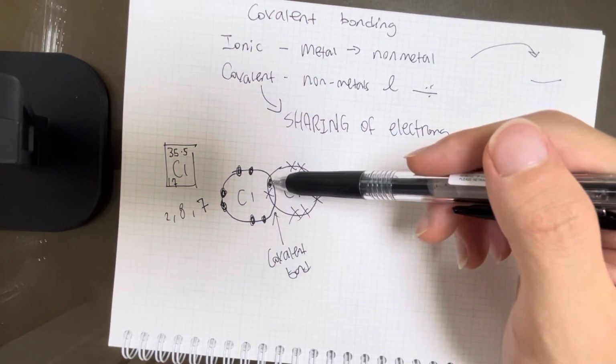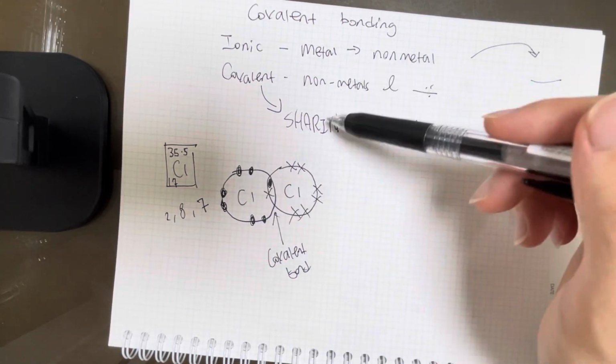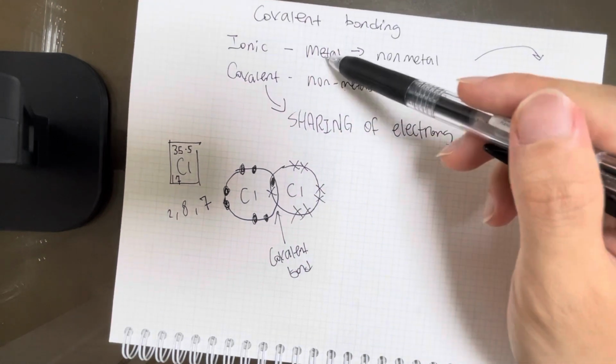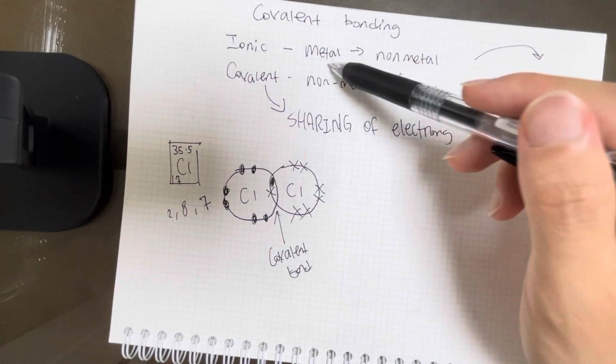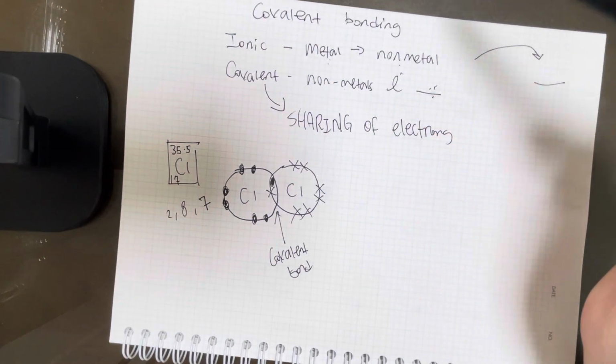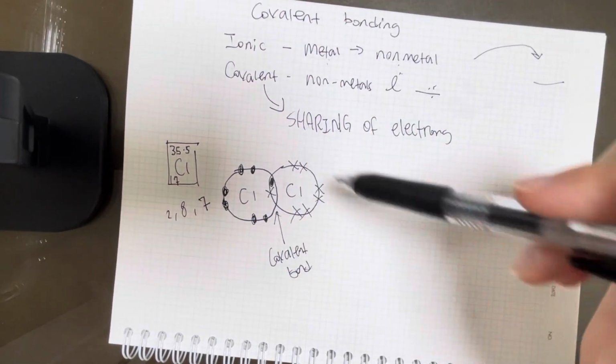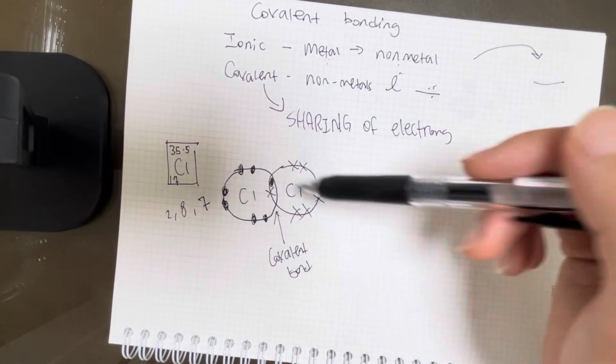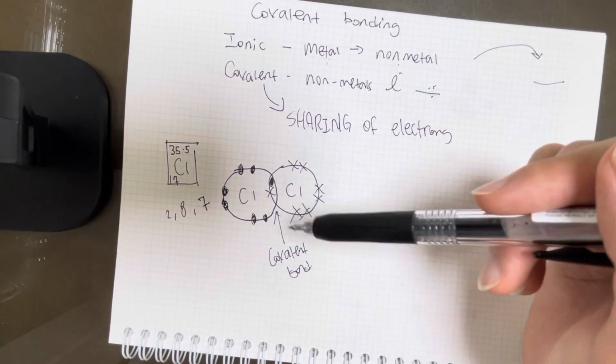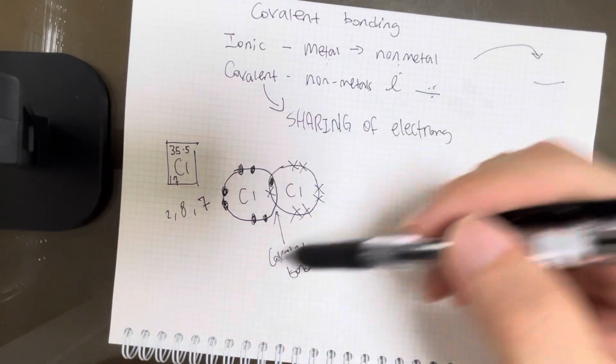So this covalent bond allows electrons to be shared between non-metals. That's important, non-metals. Because it doesn't happen from metals to non-metals or vice versa. Because metals want to give away electrons. Both these non-metals, they want to receive electrons. That's why this covalent bond works. And remember, they don't gain any charges. So, this is the dot and cross diagram.